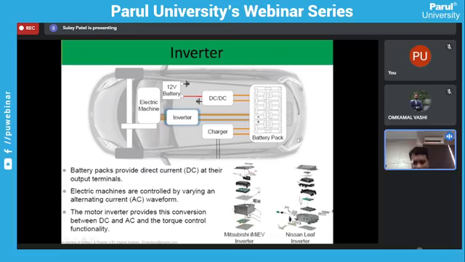Basically, in this battery pack, you can see there is a DC storage device, and the electric machine needs AC. So the major function of this inverter is to convert the direct current to alternating current, and control and supply the power to the electric machines.